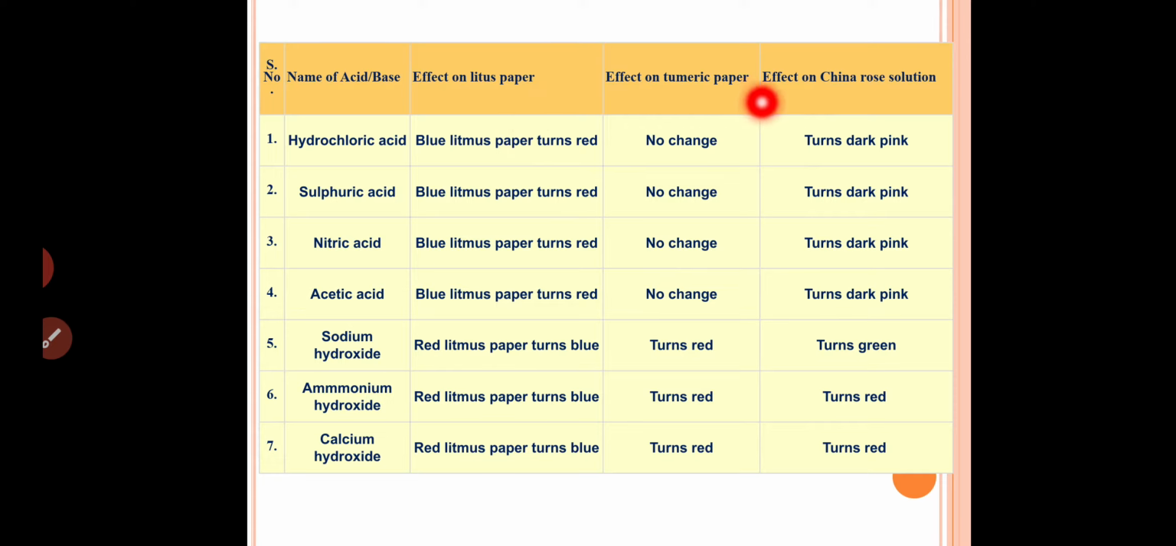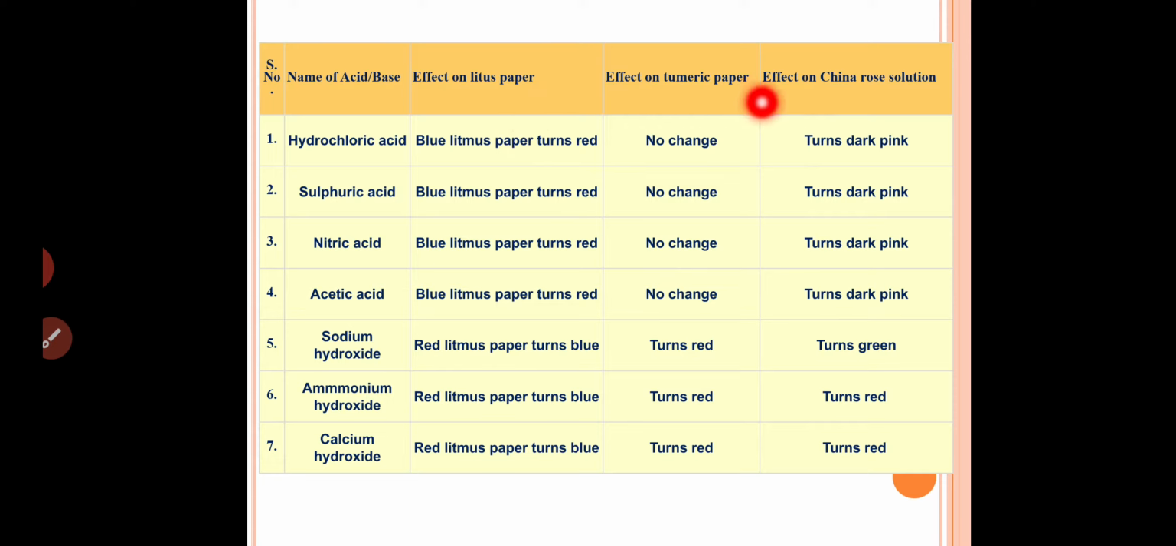If it is a base like sodium hydroxide, red litmus paper turns blue, turmeric indicator turns red, and China rose indicator turns green.